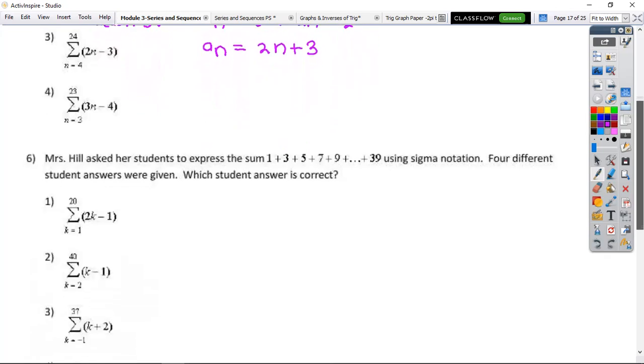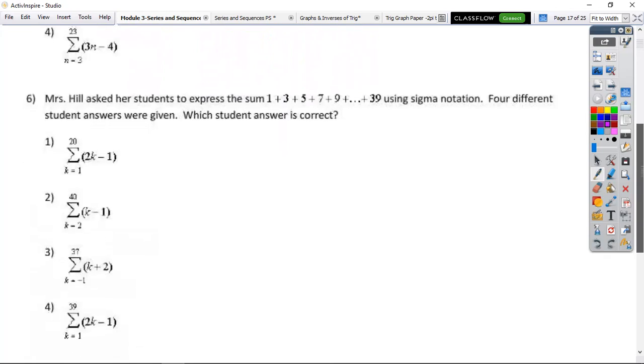All right, so next one, we have another sequence that we need to write using sigma notation. What type of sequence? Arithmetic, geometric? Arithmetic. So I have a sub 1 equal to 1. Common difference is equal to? Good. So you're going to pull your formula directly from your formula sheet.